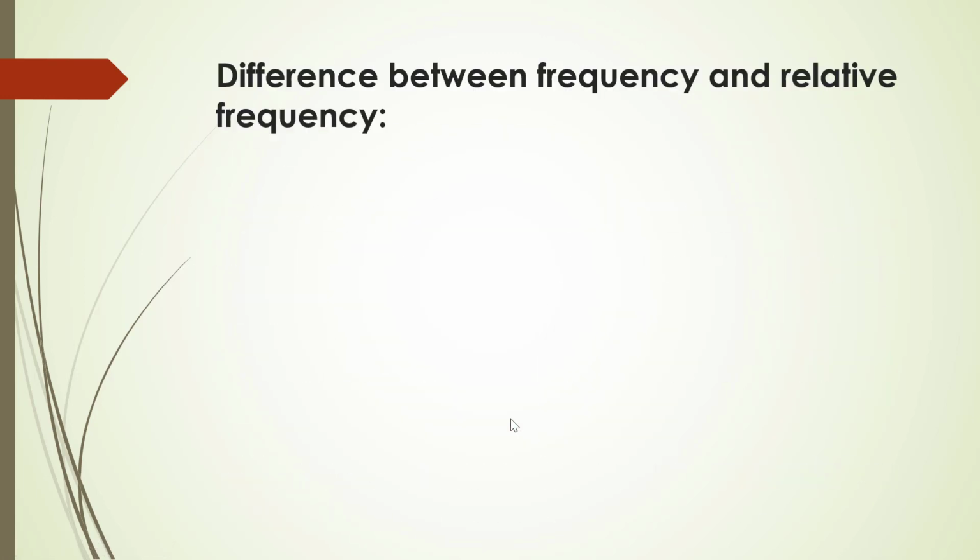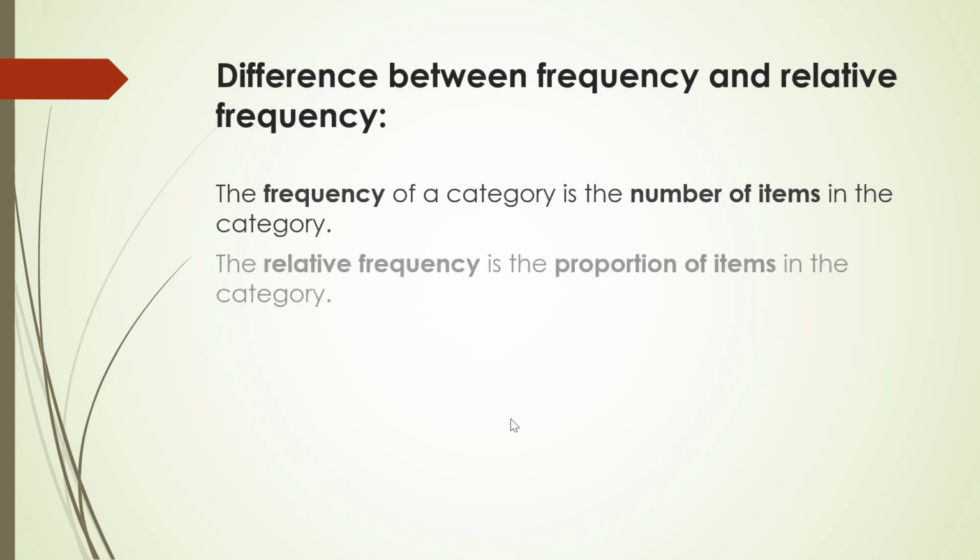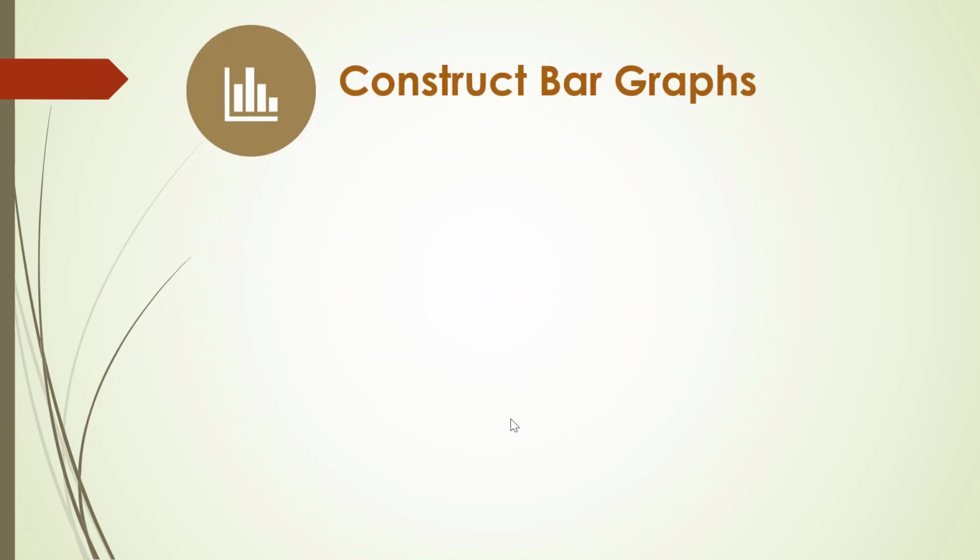The difference between frequency and relative frequency is that the frequency of a category is the number of items in the category, the number of times the category appears in the data set. The relative frequency is the proportion of items in the category, the proportion of the number of times the category appears in the data set. So that was about frequency distribution and relative frequency distribution. Now we are going to use another tool to illustrate the data sets. That's the bar graphs.